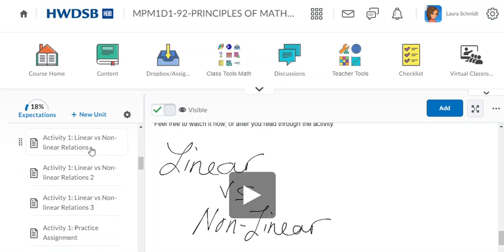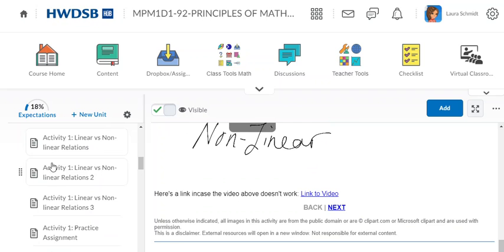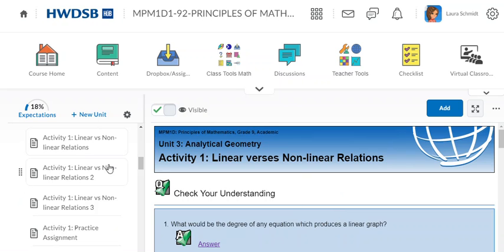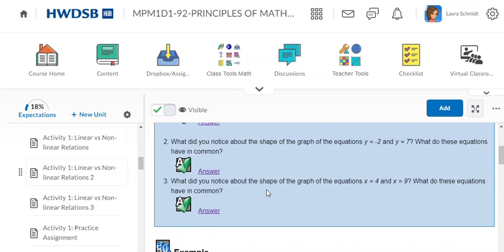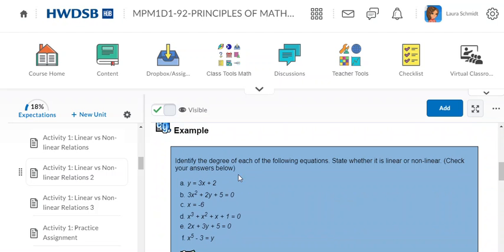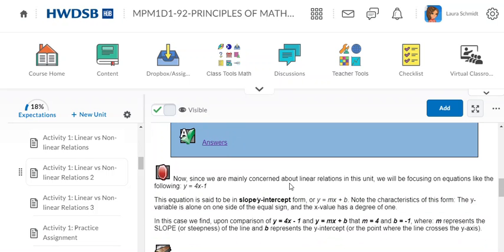There are actually 3 pages of content on Activity 1, and it's a little messy, but you can scroll through them by hitting the next button, which will take you to the next page of content, or you can use this sidebar. I'm sorry that it's kind of messy, but hitting next will take you to the next page in the content. I hope that makes sense. There are more practice questions, and then you have to identify the degree of each of these equations and check your answers.